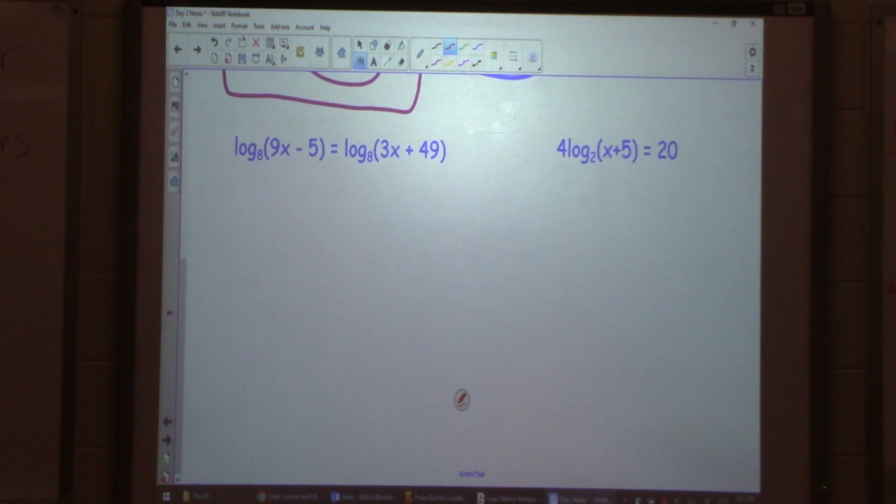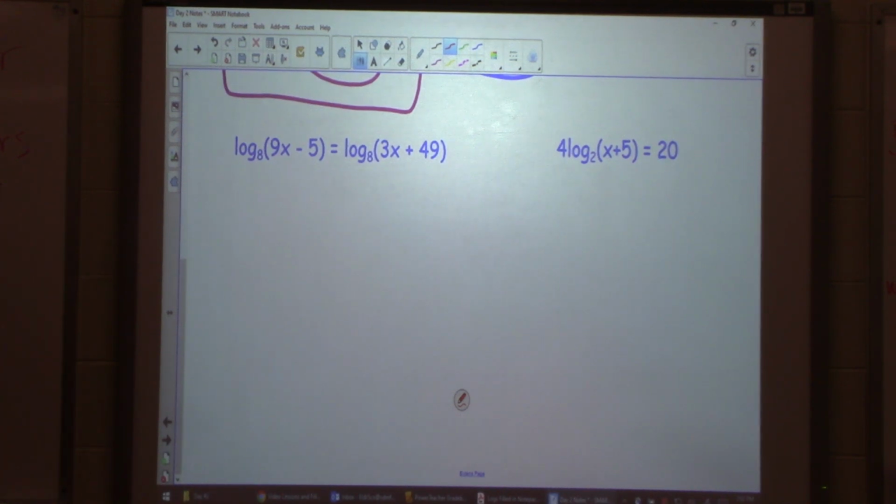Log base 8 of 9x minus 5 equals log base 8 of 3x plus 49. What do I do? Cancel the logs. You can't just cancel the logs. Well, we can. Relax. Guys, it's not just canceling the logs.